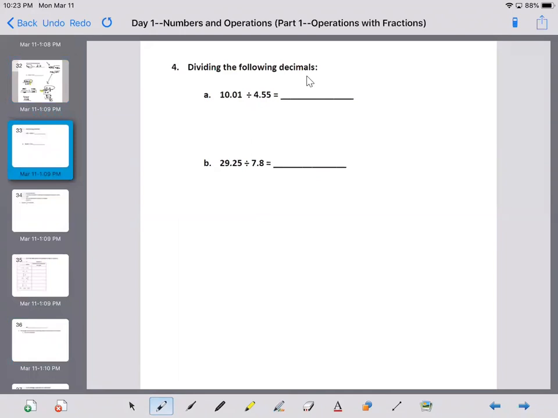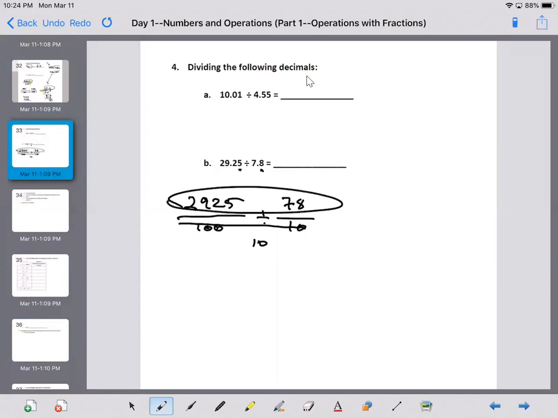Same here, we would say 2,925 hundredths, because the 5's in the hundredths spot, the 8's in the tenths. So we would say 78 tenths. Now, if I leave it like this, notice that this is 100 divided by 10, and that's going to be 10, which means whatever I get as a result here, I'm going to have to divide by 10. Or I could take another way to write that.